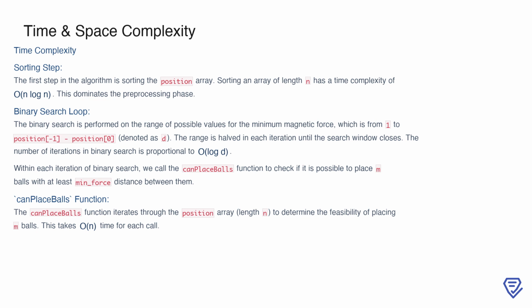Next, we have the binary search loop, where we search for the maximum feasible minimum magnetic force within a range of values between 1 and position[-1] - position[0]. With each iteration, the search range is halved, leading to O(log d) iterations, where d represents the difference between the maximum and minimum positions. Within each binary search iteration, we call the canPlaceBalls function, which checks if m balls can be placed at a minimum distance of min_force. This function requires iterating through the position array, taking O(n) time per call. Together, these components form the basis of our time complexity analysis.